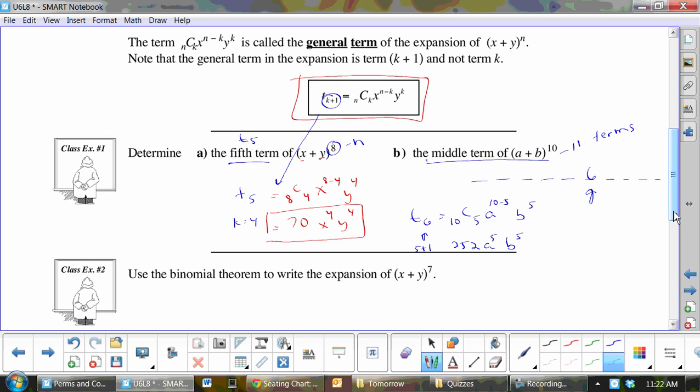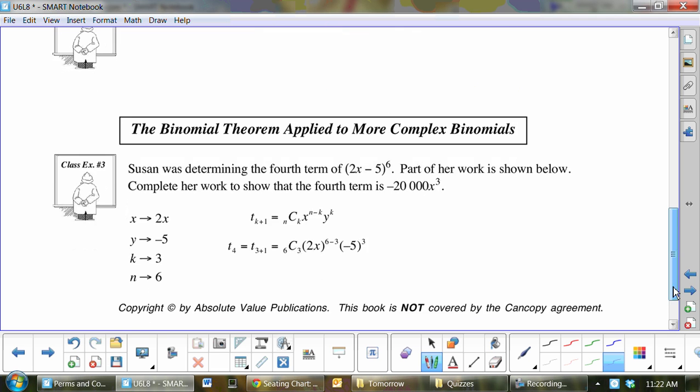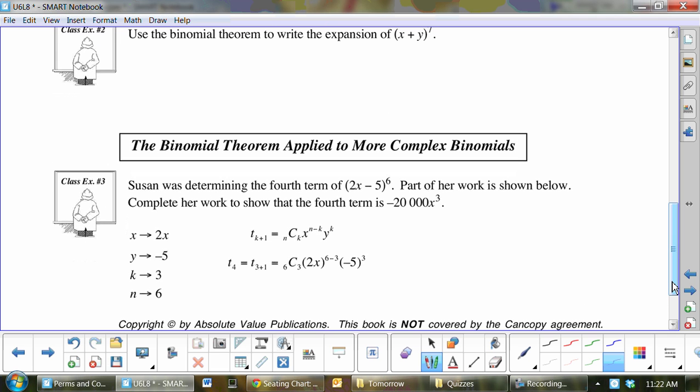So it's efficient, it is a few steps, least chance for error, but you've got to make sure you know all of your, what's going to be n, what's going to be k, what's going to be my term number, what are my first and second terms. Now we're going to go all the way down to example 3.